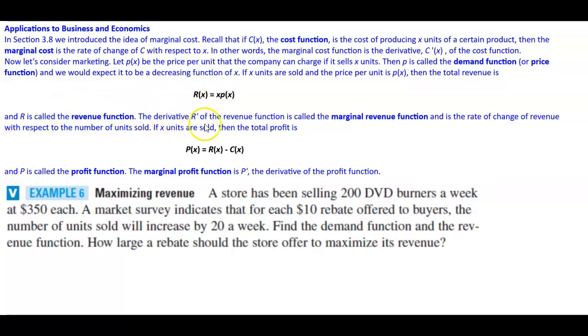The derivative, R prime of the revenue function, is called the marginal revenue function, and is the rate of change of revenue with respect to the number of units sold. If x units are sold, then the total profit is P of x, which is equal to R of x minus C of x, and P is called the profit function. The marginal profit function is P prime, the derivative of the profit function.